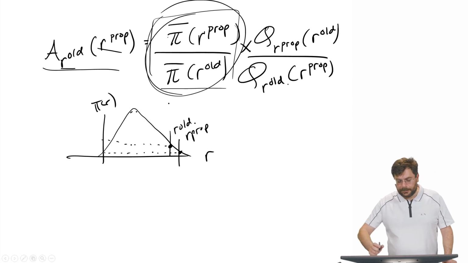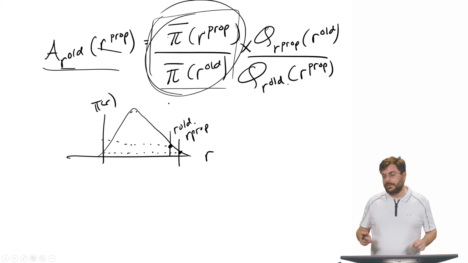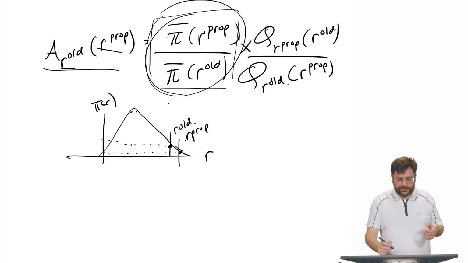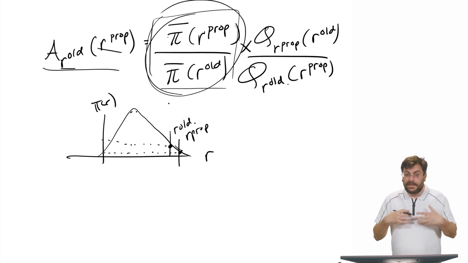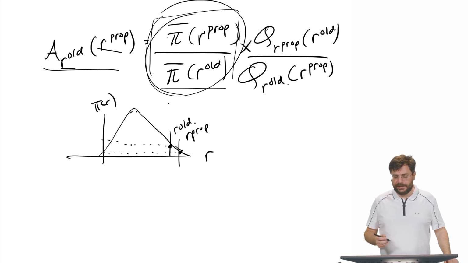What happens then? Well, maybe the ratio of pi of R proposed to pi of R old is going to be like 0.5, meaning that I've dropped by a factor of 2. That's fine. Maybe the U that I draw is less than 0.5, and maybe I accept this move, even if it's going sort of in the wrong direction.